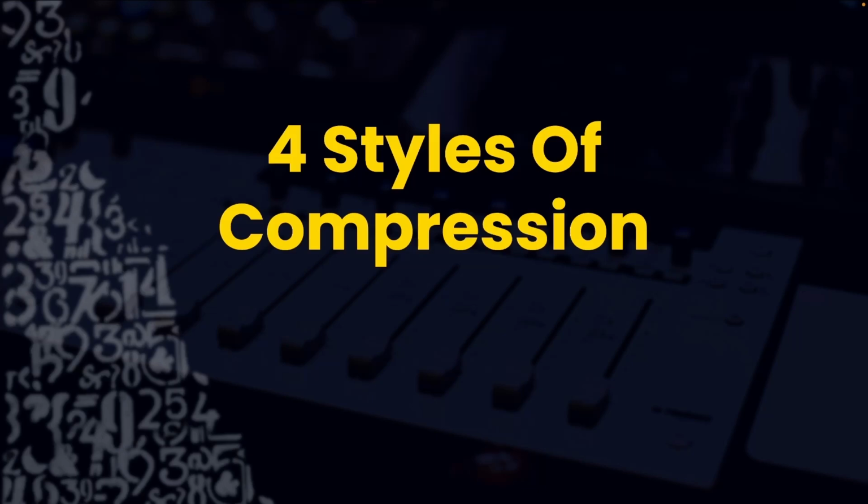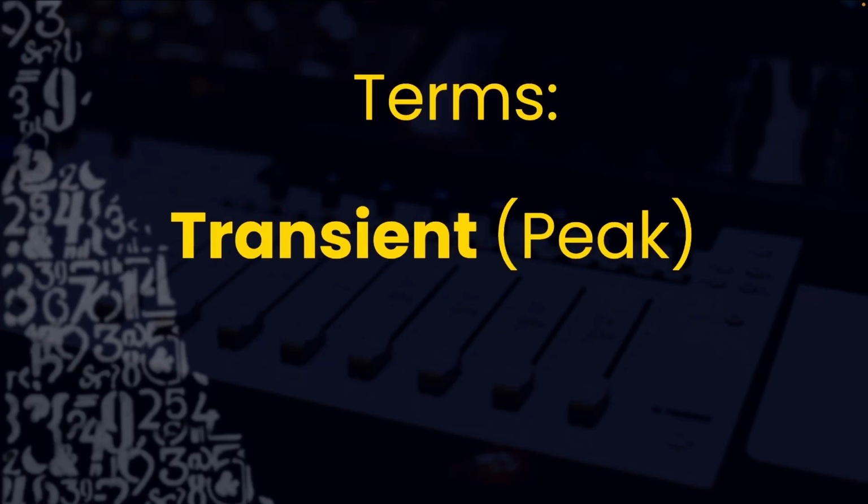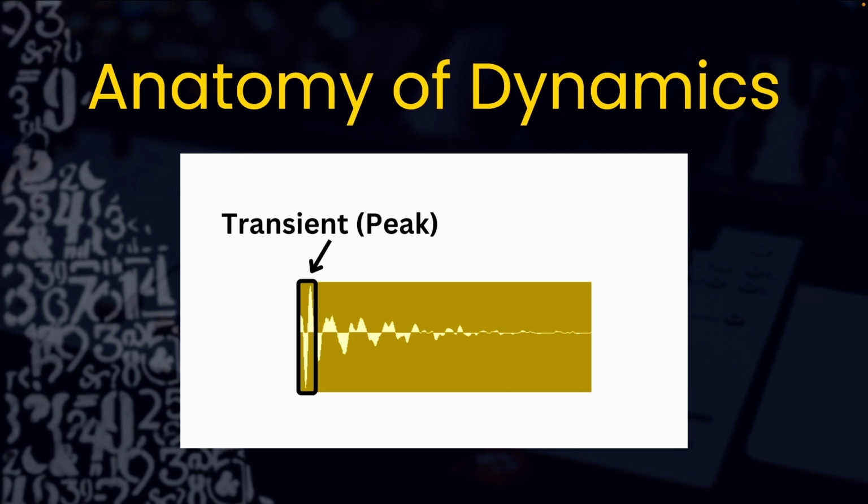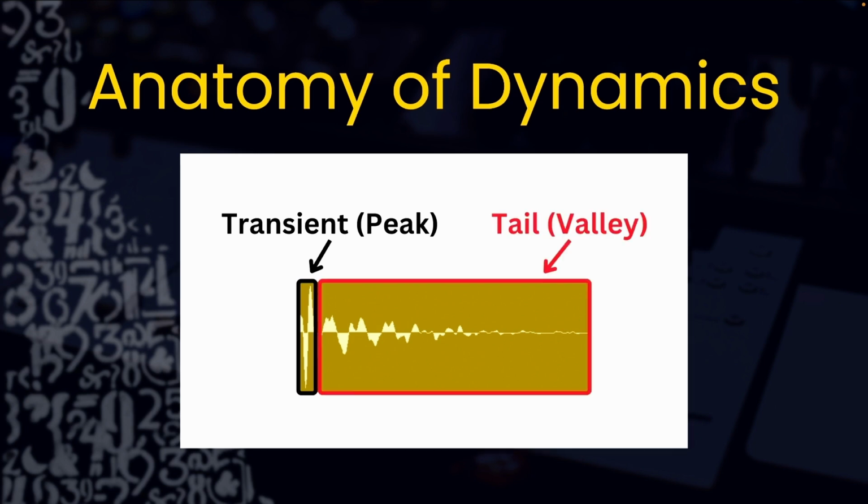Compression can be simplified down into just 4 distinct styles. Term review, we have transient or the peak of the note, and we also have the tail or the valley of the note. When we're looking at a note, this is the transient or the peak, the loudest point of the note, generally at the beginning, and then we have the tail of the note, which is everything else.